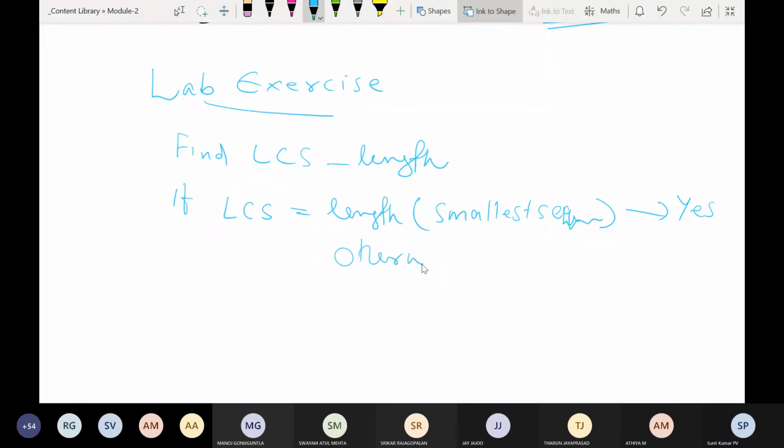Otherwise, return no. So your test cases will have either yes or no. Based on your comparison, you have to do the entire program plus some more things. What is additional is if that length is equal to the length of the smallest string, print yes. Otherwise, print no. That is all about the two questions, two algorithms.